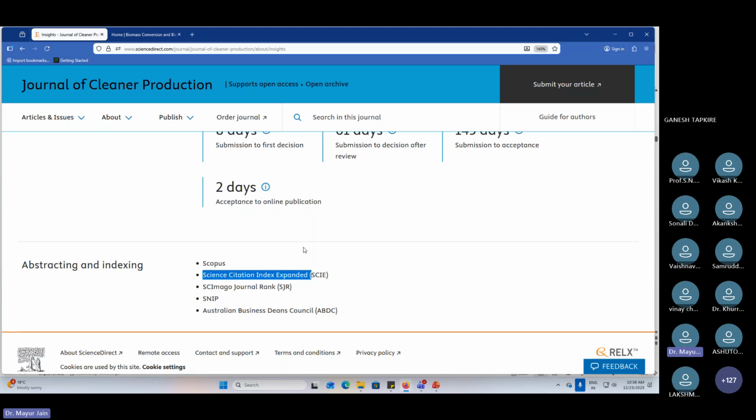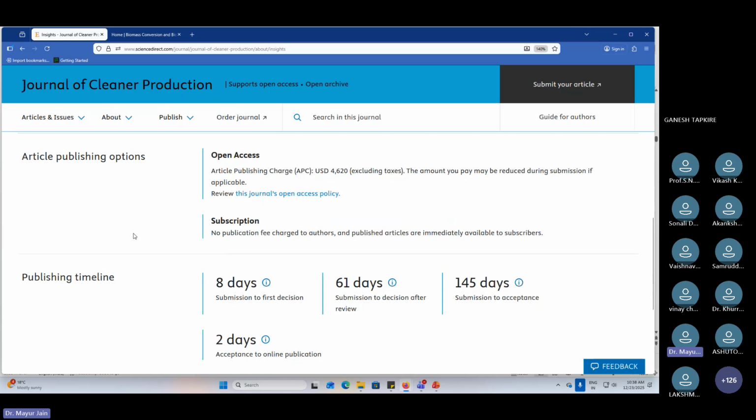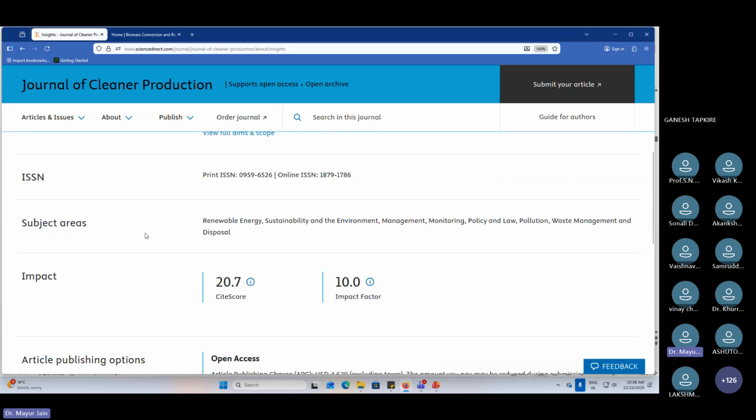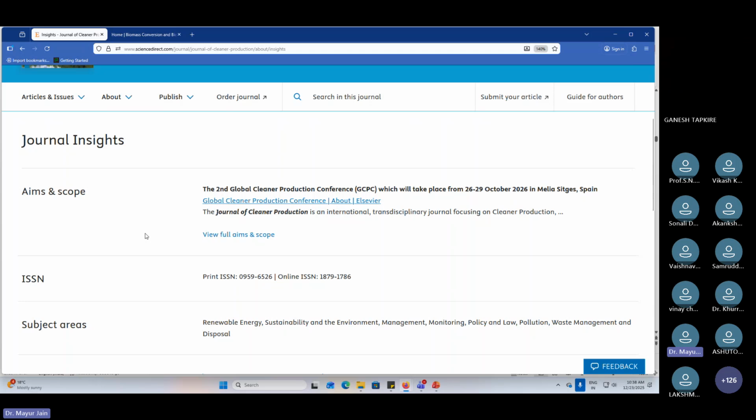So again, they have to pass through different types of criteria given for the journals. As I said, they should publish the timelines, they should have the publishing options, they should have a good impact factor, they should have wide subject areas, they should have the proper aim and scope clearly mentioned. I think these are very important criteria which must be followed, right?